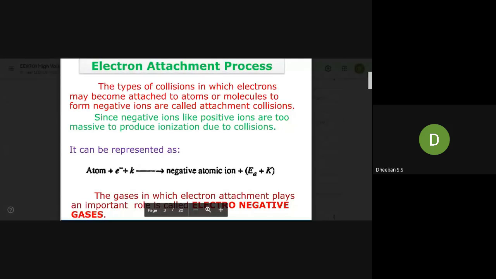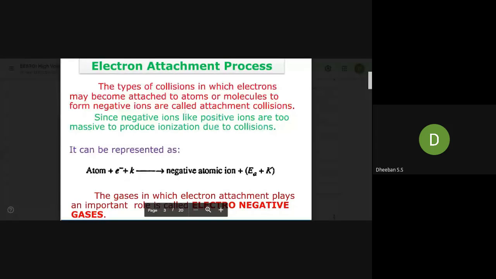This thing is similar to covalent bond formation, which you have studied in your chemistry. In chemistry, you might have learned about ionic bond formation followed by covalent bond formation. So this electron attachment process is similar to that of the covalent bond process.